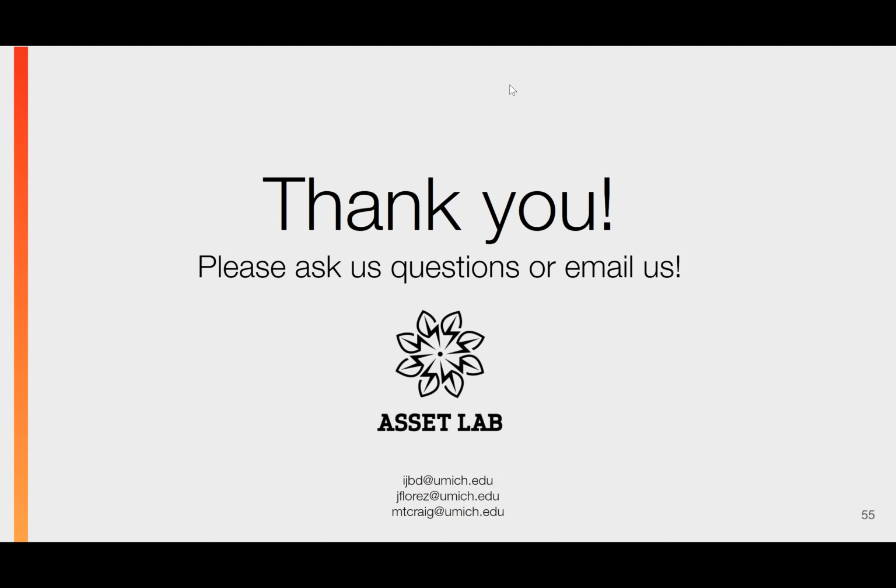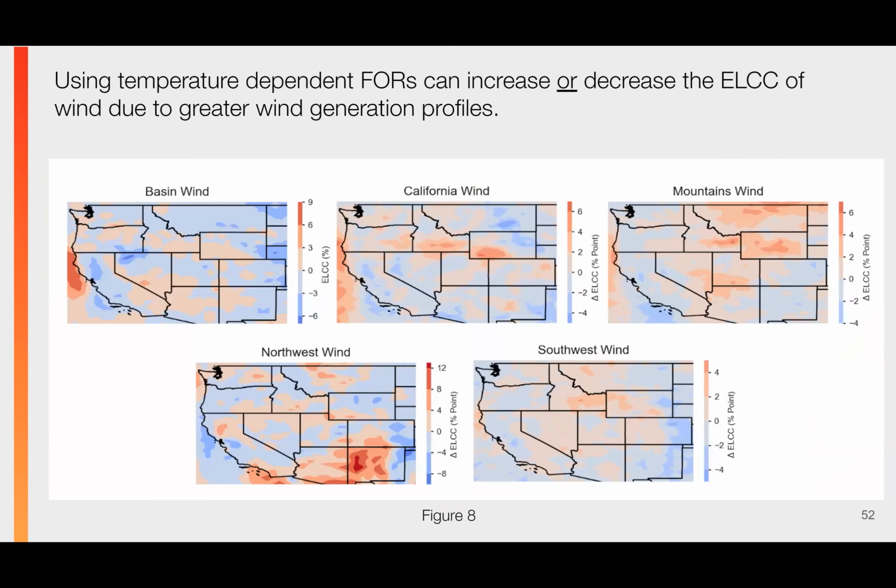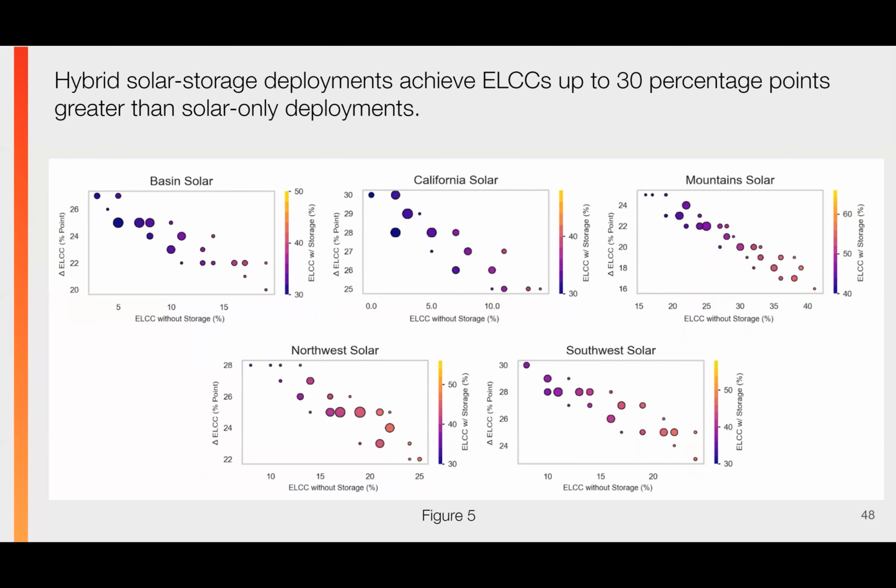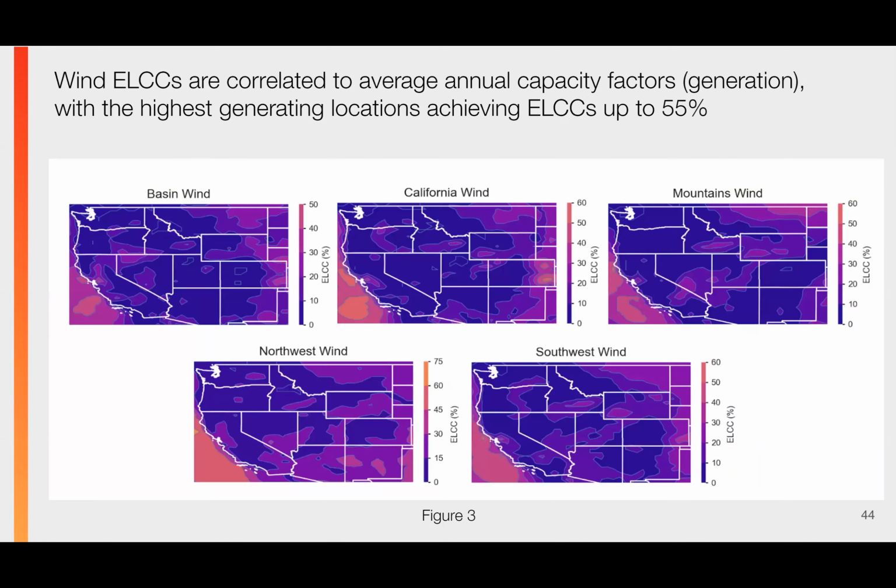Great. Thank you so much, Isaac and Julian. I have one question to start off this question session. On the one slide that you had, the wind maps, it looked like there were high ELCC values off the coast of California. I don't know how feasible it is to put wind out there, but is that taken into account in this model somehow, how feasible it is to actually create a wind farm off the coast of California?